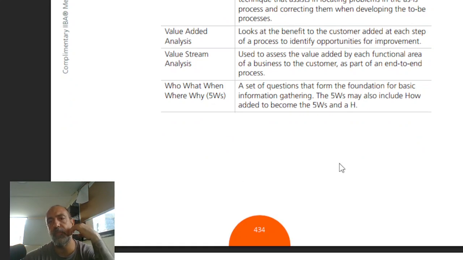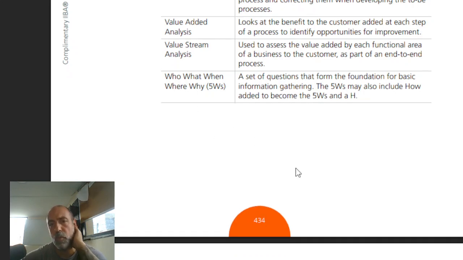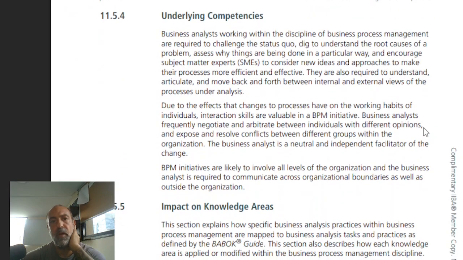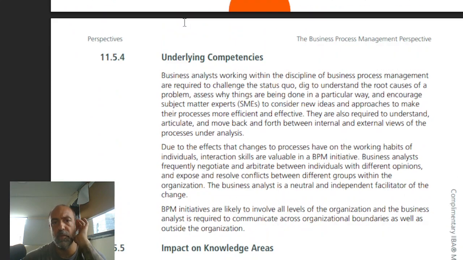Value-added analysis looks at the benefit that each step of the process adds for the customers by identifying opportunities for improvement. Value stream analysis is used to assess the value added by each functional area of a business to the customer as part of the end-to-end process. Who, what, when, where, why, the 5 W's, a set of questions. They forgot the how, and the H. The 5 W's may also include how, to become the 5 W's and an H. Yep, those are the techniques.